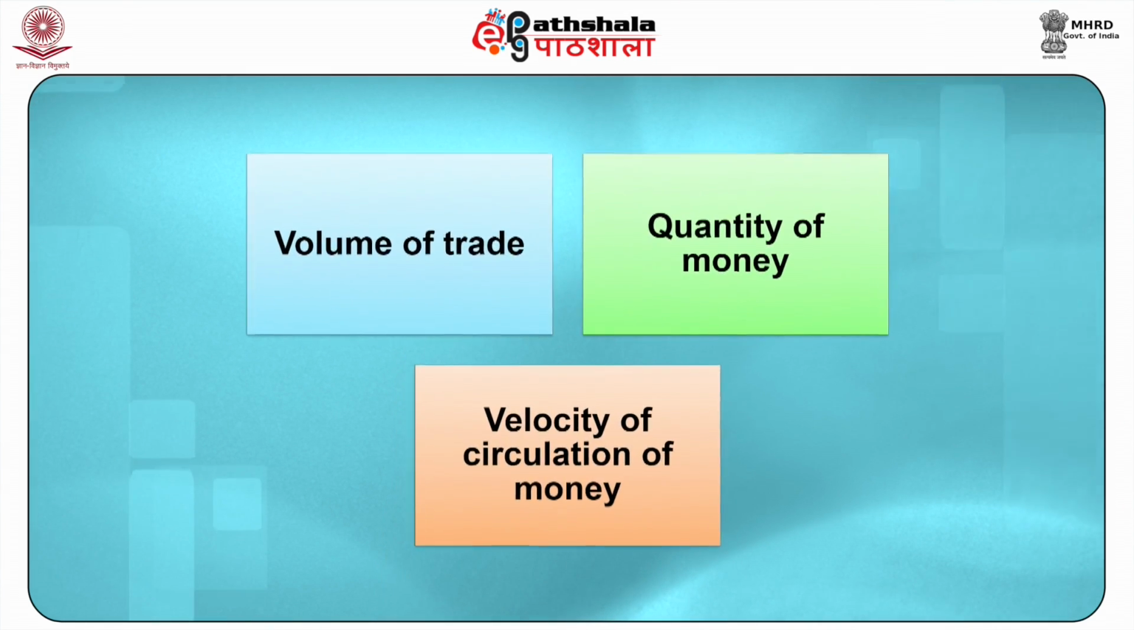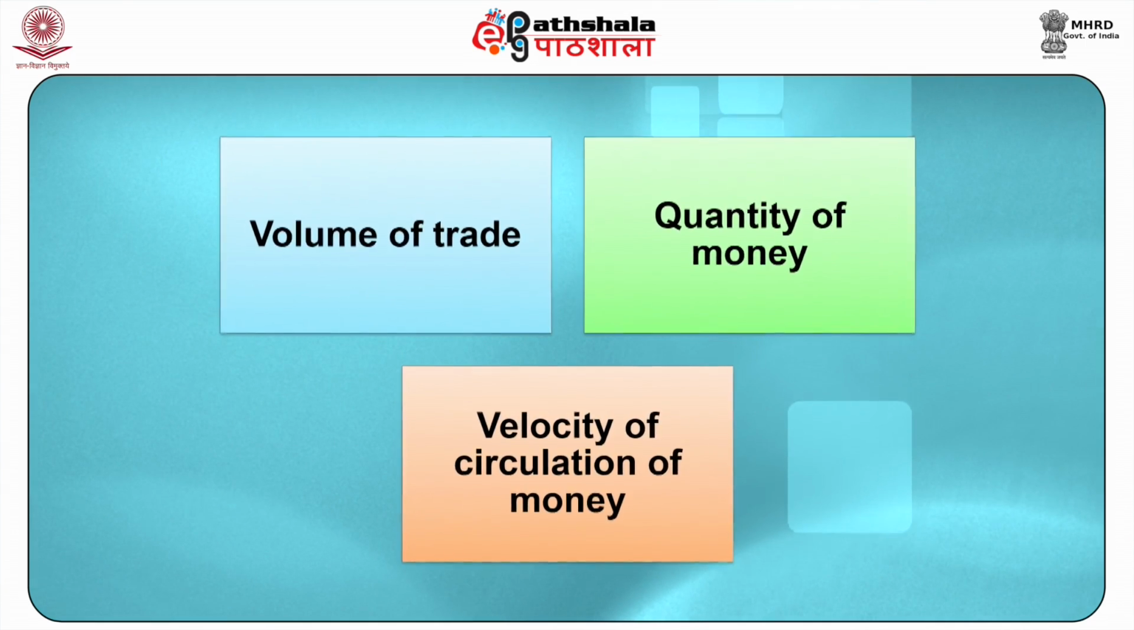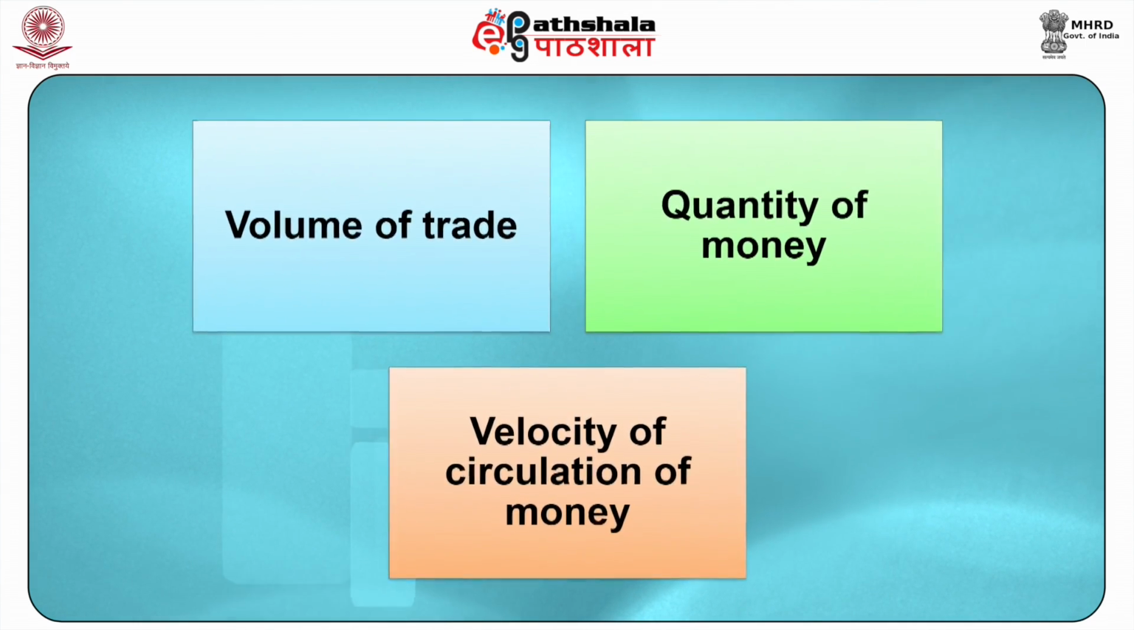To explain the quantity theory of money, we first need to define some important terms used in this concept: A. the volume of trade, B. the quantity of money, and C. the velocity of circulation of money. The first component is the volume of trade. By volume of trade, we mean the total transactions done in a given period. This is equal to the real value of goods and services produced in an economy. The greater the supply of goods and services in the economy, the larger is the volume of trade.